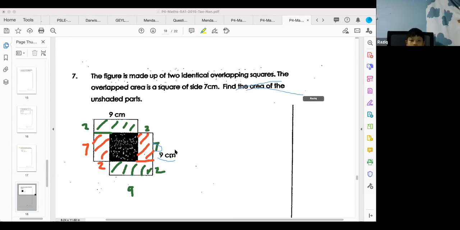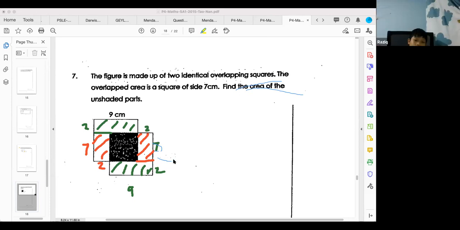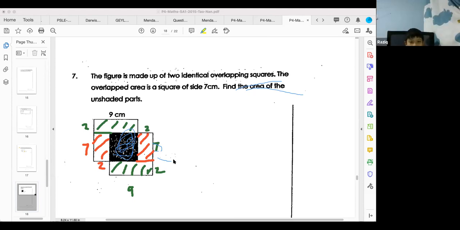Find the area of the unshaded part. Unshaded is the blue and green and red. Is this set 28? Which one is 28? 7 times 7, 49. You don't take 7 times 4. That's perimeter, 7 times 4.